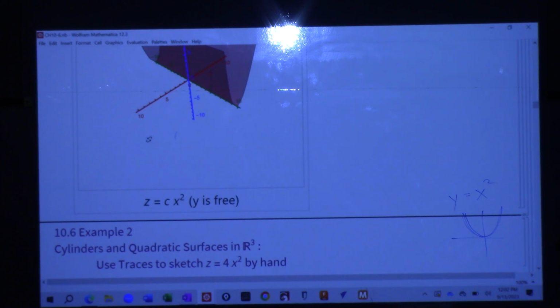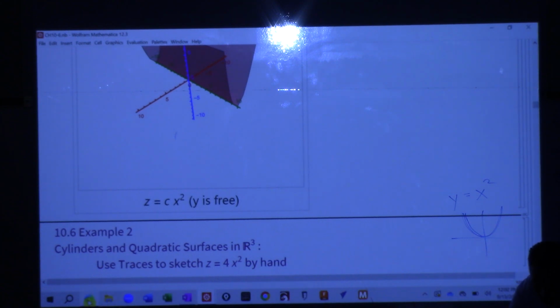Okay, let's stick with y first. y equals z squared. And then there's two more, right? x equals y squared and x equals z squared, right? There's all these folded papers.